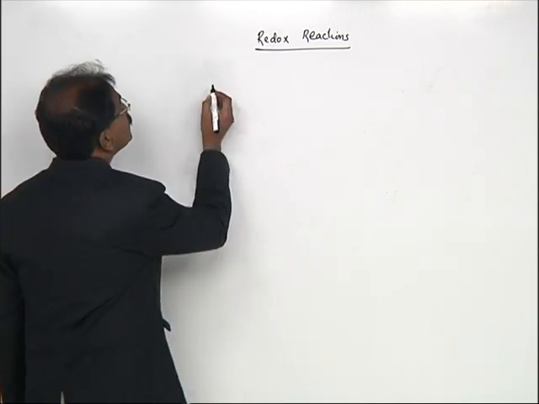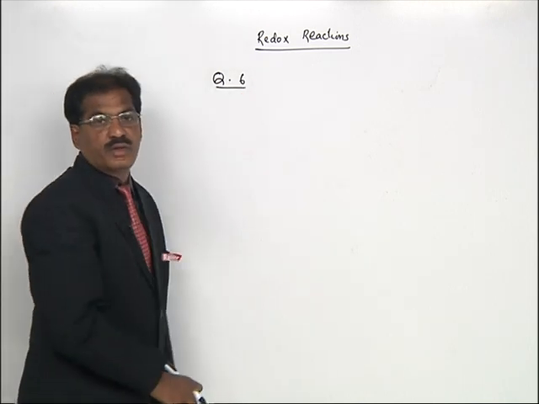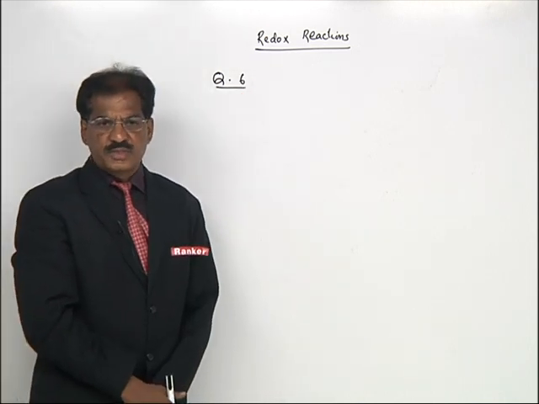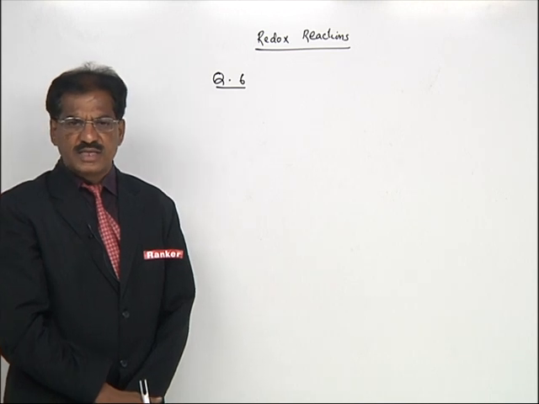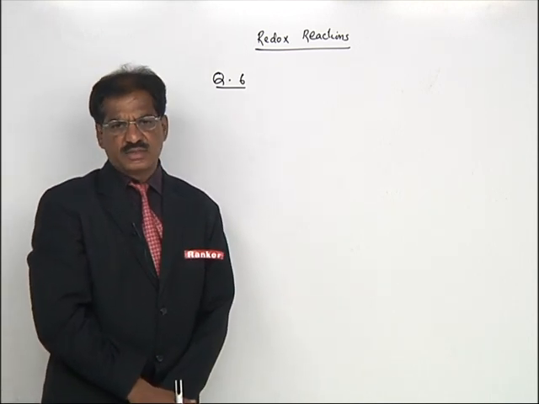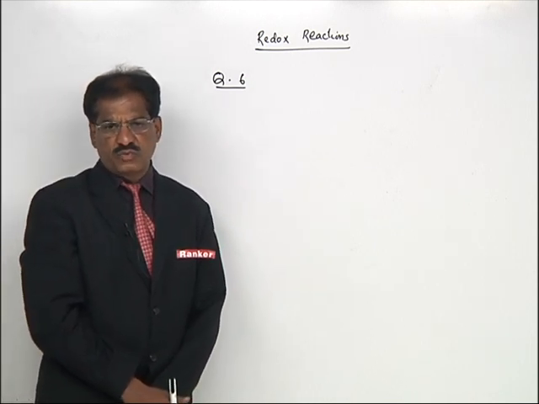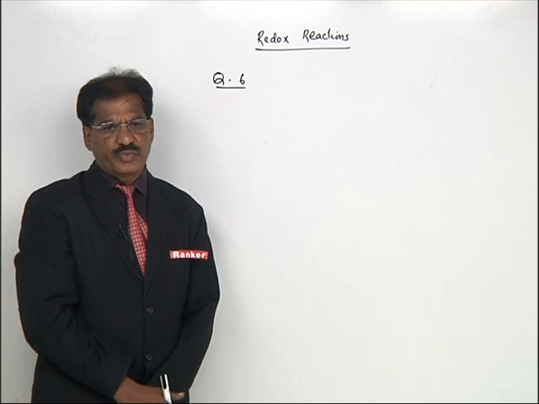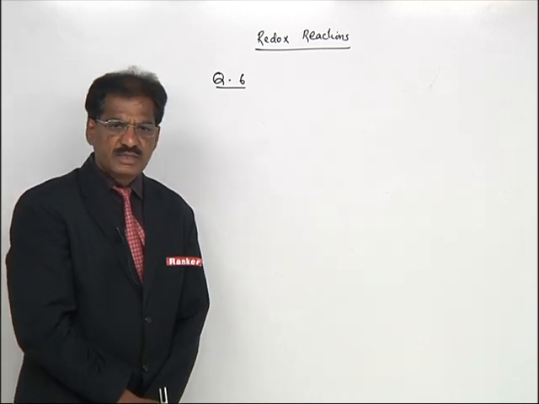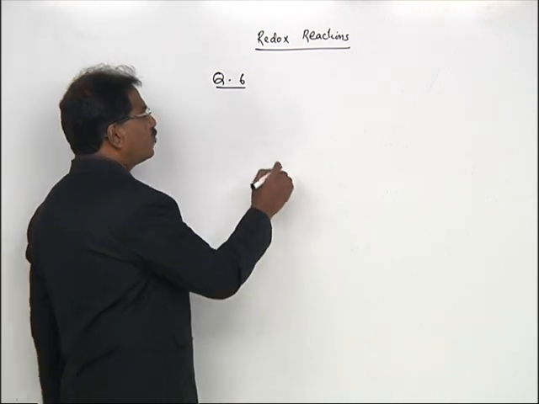Next, question number 6. Which of the following substances acts as both an oxidizing as well as a reducing agent? First option sodium oxide, second option SnCl2, third option sodium peroxide, fourth option NaNO2. So, which of the following will act as both oxidizing as well as reducing agent? Now, observe all four options.